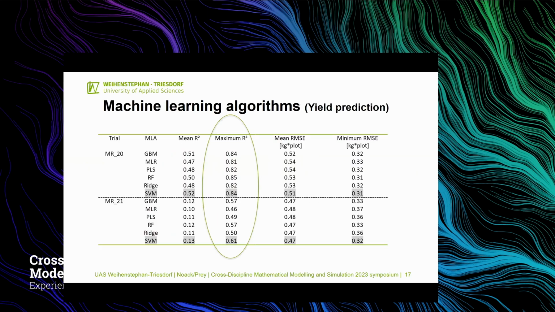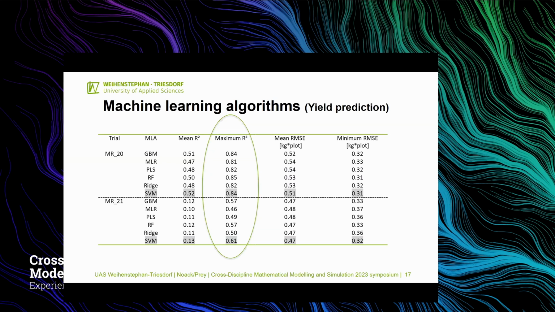And this is for me the most fascinating slide. We compared different machine learning models. This is only a selection of different machine learning models which we used. And if we look at the maximum R squared, we can see that in all cases, support vector modeling was basically the best method we could use compared to the other methods. But we can also see that we had a substantial difference between the year 2020 and the year 2021.